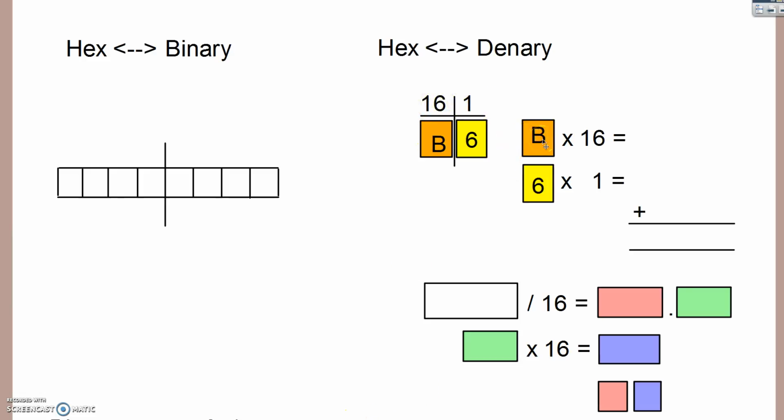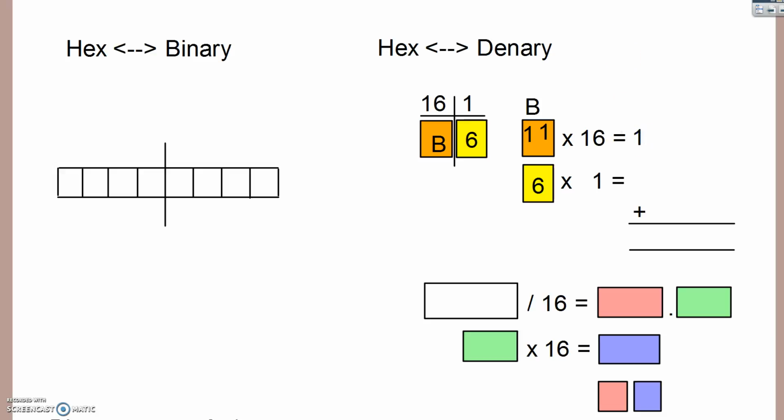Of course, B isn't a proper number as we know it, so instead of using B, we're going to count along, so it goes 7, 8, 9, A and B. So B would be 11. I'm going to take the B to one side and put 11 in this box. So what we've got then is 11 times 16, which in my book makes 176.